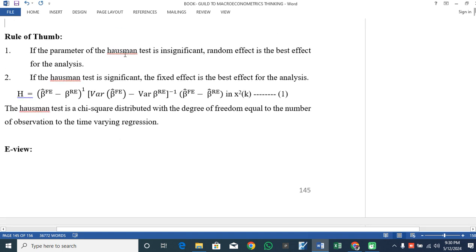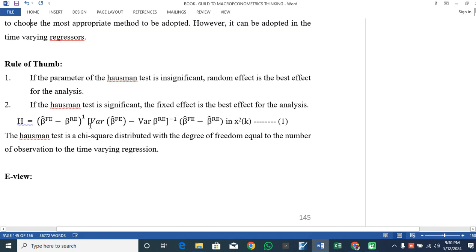If the parameter of the Hausman test, which is the probability value of the Hausman result, is insignificant, then random effects is the best to be adopted. On the contrary, if the Hausman test is significant, then the fixed effects is the best to be adopted. Recall that the Hausman test is a chi-square distributed output with the degrees of freedom equal to the number of observations to the time-varying regression.